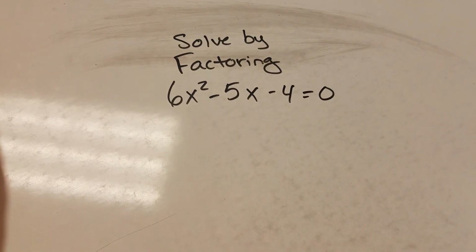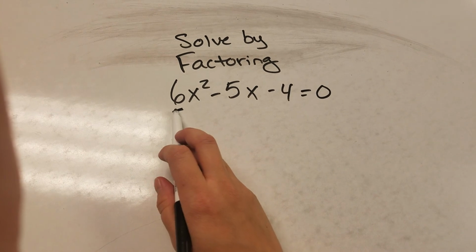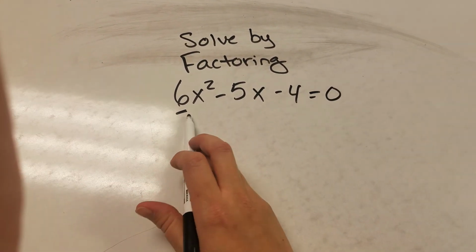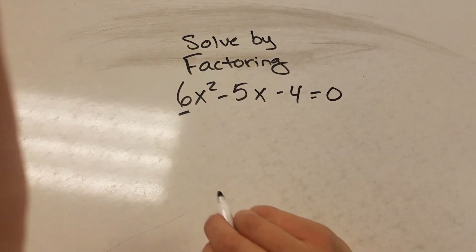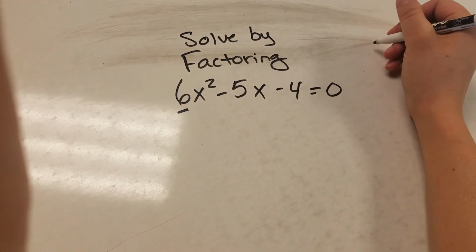Here is a solve by factoring where a is not 1. Okay, so the first thing you want to look for is, is there a GCF? We have 6, -5, and -4, so there is no GCF. So we're going to do it the shortcut.